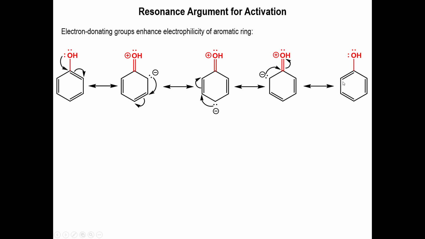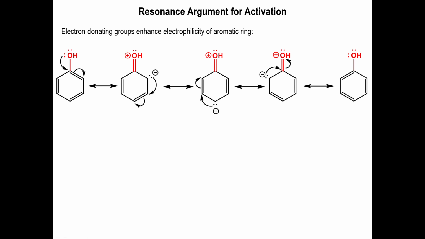But what you should realize is that this form of phenol is the Kekulé structure of the original one, right? Notice that one of the pi bonds is on the left side of the molecule. Now it's on the right side of the molecule. They are resonance structures altogether.